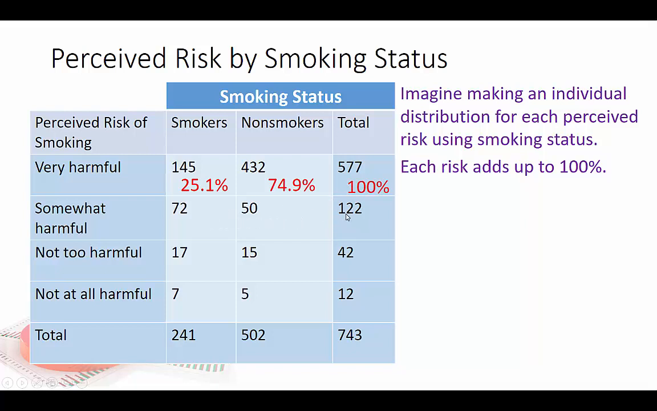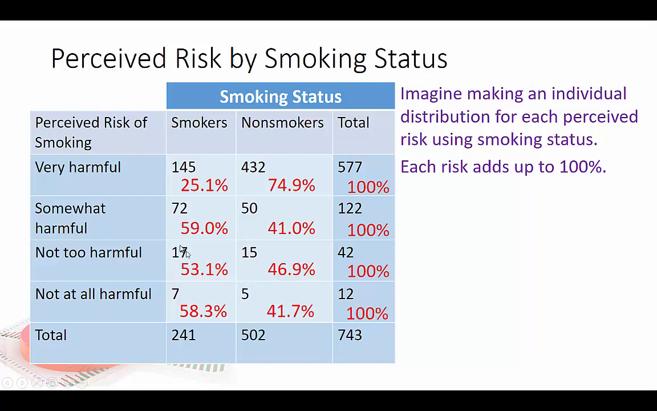So 72 divided by 122 is 59%. That leaves 41%. 17 out of 42 is 53.1%. And that leaves 46.9%. And then finally, 7 out of 12 is 58.3%. And that leaves 41.7%. So you can see each row adds up to 100%.